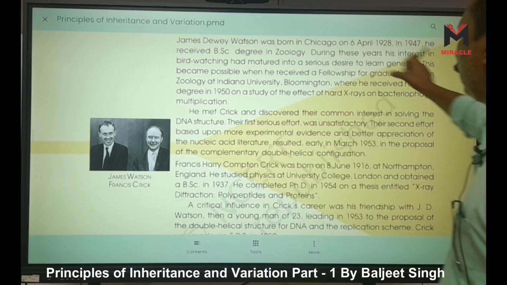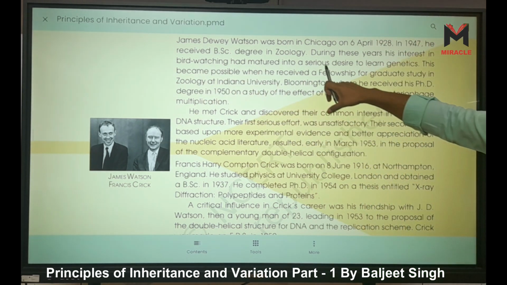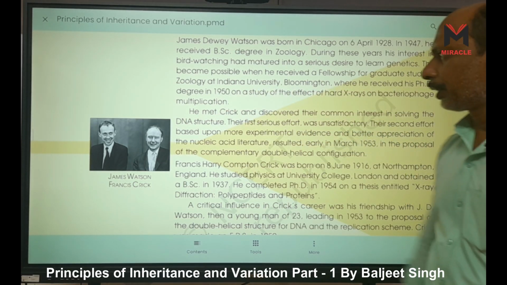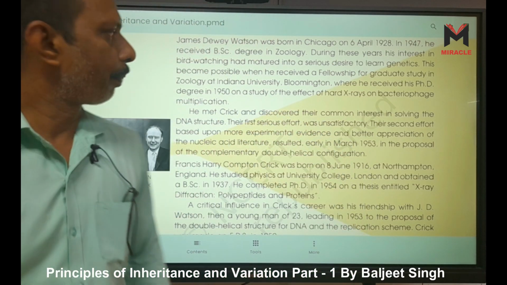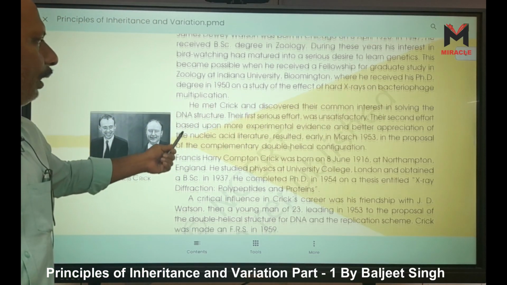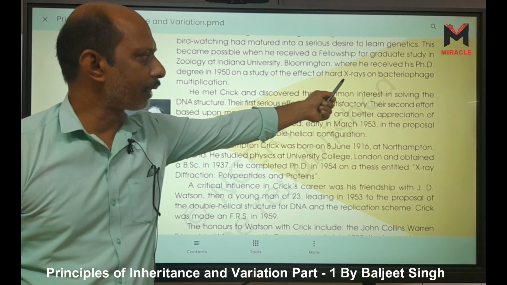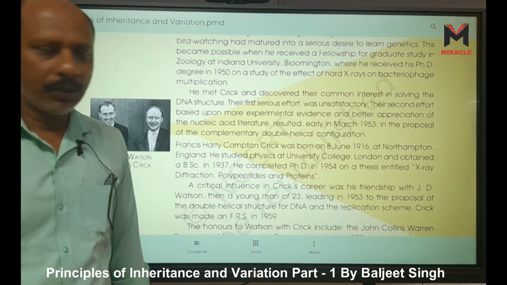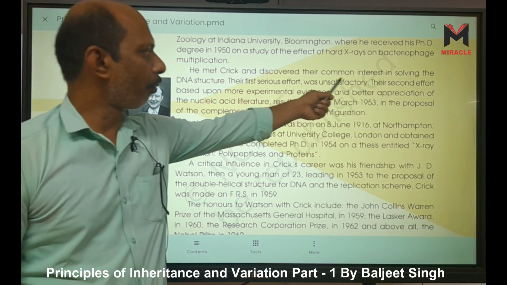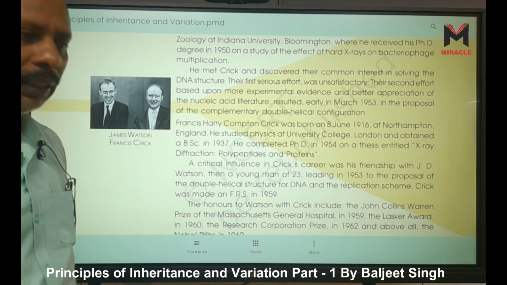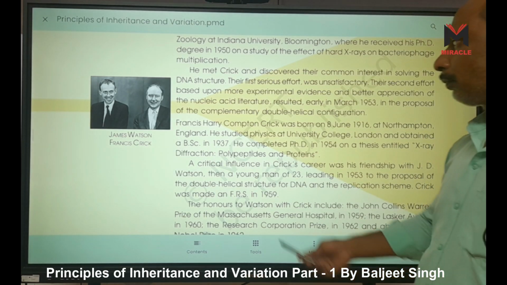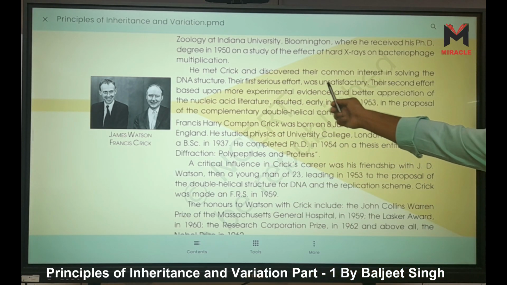During this time, his interest in bird watching matured into a serious desire to learn genetics. This became possible when he received a fellowship for graduate study in zoology at Indiana University, Bloomington, where he received his PhD degree in 1950 on a study of the effect of hard X-rays on bacteriophage multiplication. You know bacteriophage, right? Virus. He met Crick and discovered their common interest in solving the DNA structure. At that time no specific DNA structure was known. Their first serious effort was unsatisfactory.